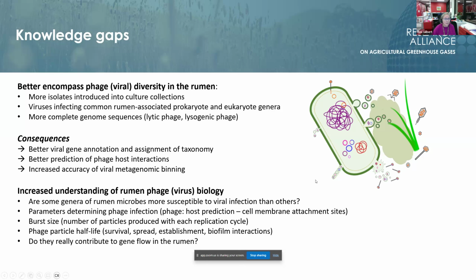The consequence of having more genome sequences in the databases is that you'll get better viral gene annotation, better assignment of taxonomy, because the taxonomy for viruses has now shifted to include both the particle morphotype, like whether it's a tail virus or not, and genetics. And currently, most of the rumen phage genomes that have been published don't fit well with those new classifications.